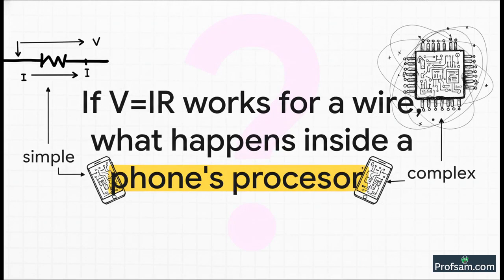And to leave you with a final thought, we've seen that Ohm's law is a brilliant rule for simple things like a wire. But what happens inside something really complex, like your phone's processor, where the materials are not so simple? Well, that's where this law has its limits. And that is what leads us to the super exciting world of semiconductors and electronics. We'll explore that next time.